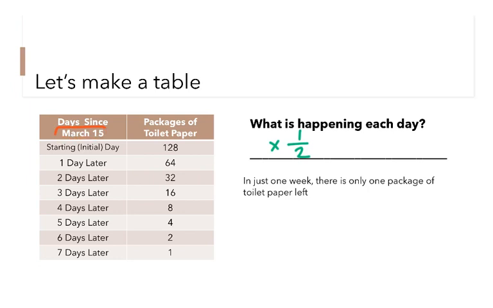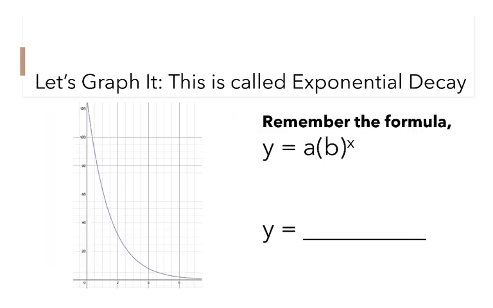So this here is also an exponential model. What this is called, it's not exponential growth, it's called exponential decay. I started with 128 packages of toilet paper, so A is my initial value or my starting number. B is my multiplier. My toilet paper packages are cutting in half each day for as long as we need it to, for X days, because people are panic buying and buying toilet paper.